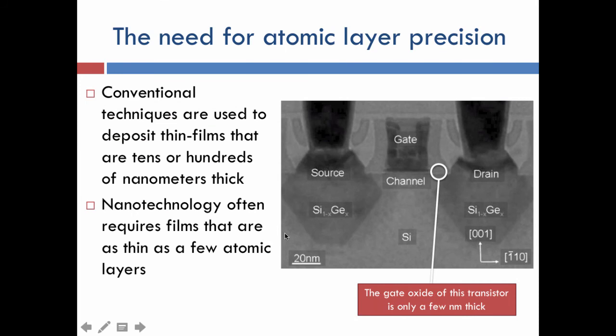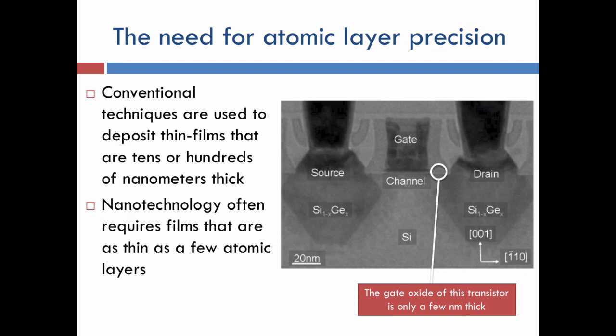Why do we need atomic layer precision? Well, quite simply because the structures that we want to make in nanoelectronics, in nanoscale heat transfer devices, in nanophotonics, and even in nanosensors of all kinds and beyond, all of these require the control of layers that are on the scale of atoms.